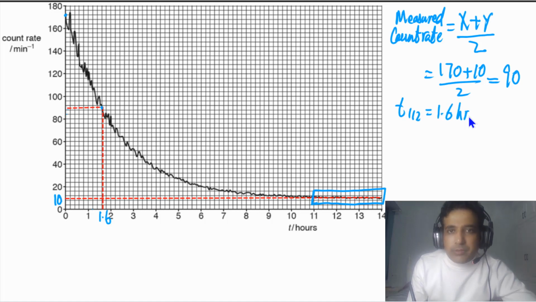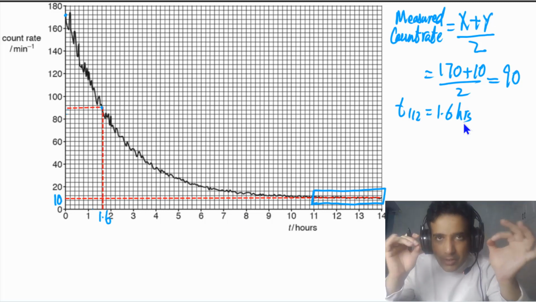So this is how you can calculate measured count rate, and then you can find the half-life.